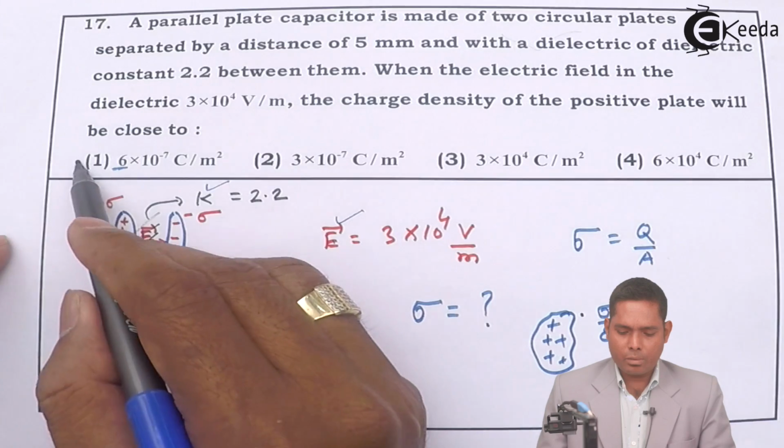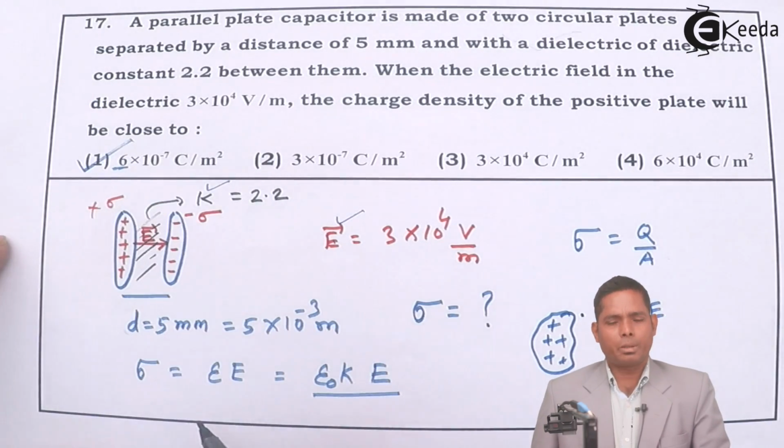So for this question, option 1 is the correct answer: 6×10⁻⁷ coulomb per meter square. Thank you.